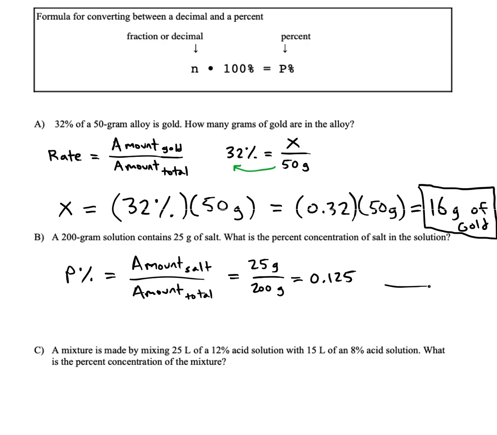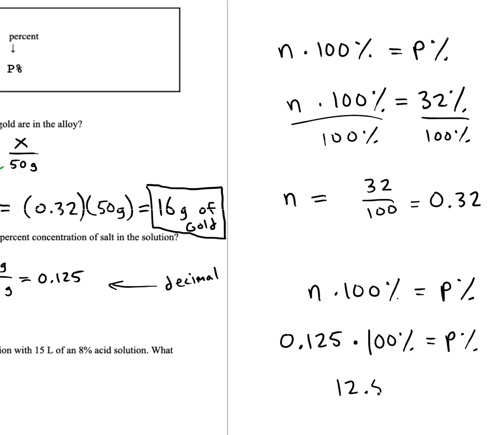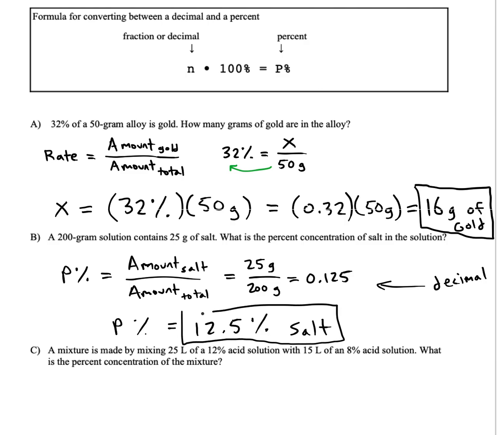However, we have to keep in mind that that is a decimal version of the proportion of salt. And so we would now want to use that formula above, and we'll say n times 100 equals p%. We have to this time plug in the 0.125 over here. And we'll actually multiply by 100 to get 12.5%. And that'll be our final answer. It's 12.5% salt.